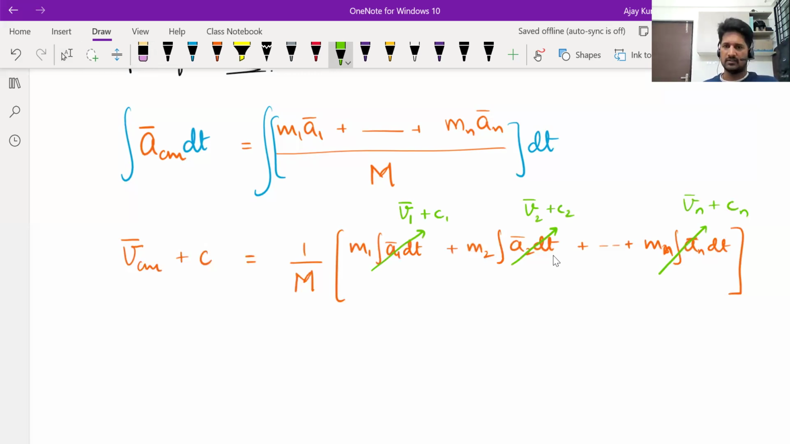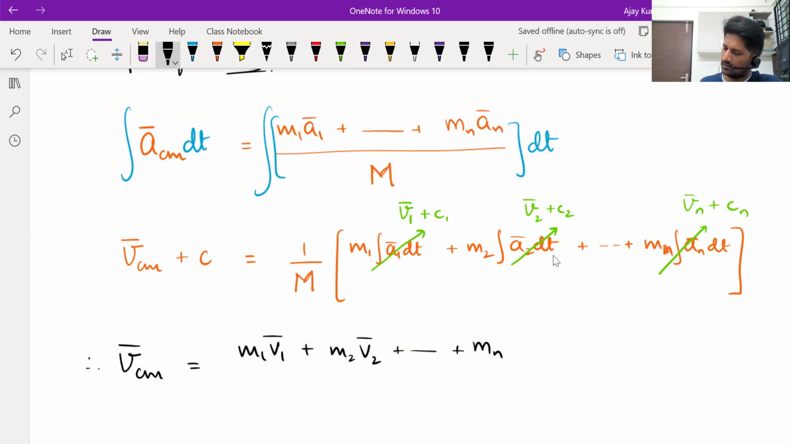Remove all the constants. See, constants can be there, but the constants can be zeros also. So for that point called center of mass, we assume the constants to be zeros. Therefore, we get velocity of center of mass as, what is there on the right-hand side? M1 V1 plus M2 V2 plus so on, Mn Vn, divided by total mass of the system.